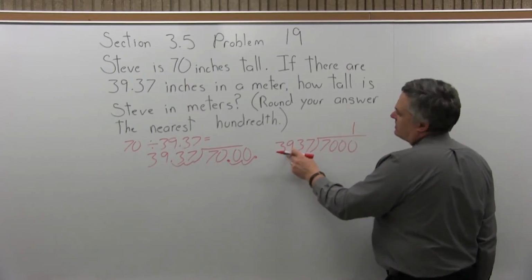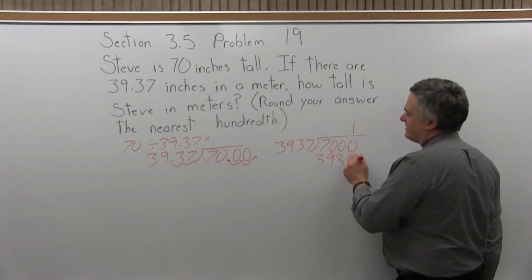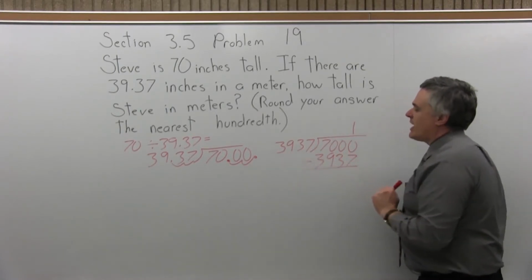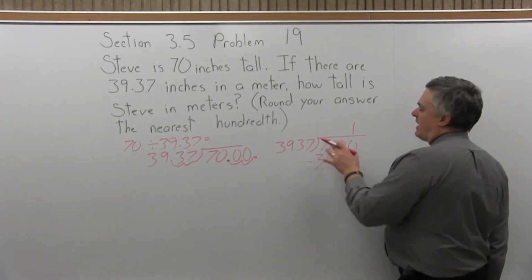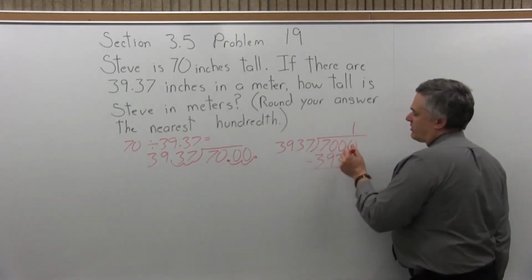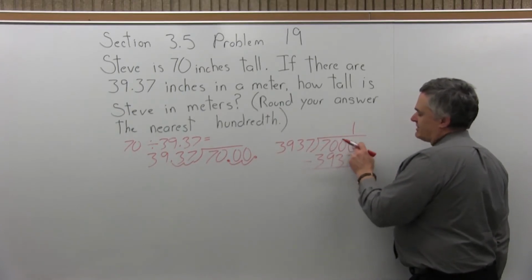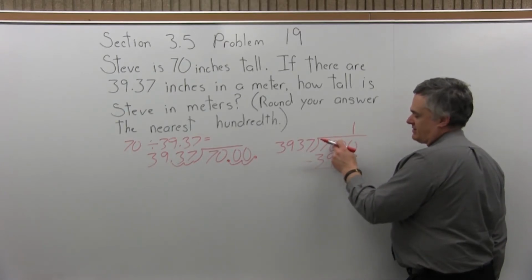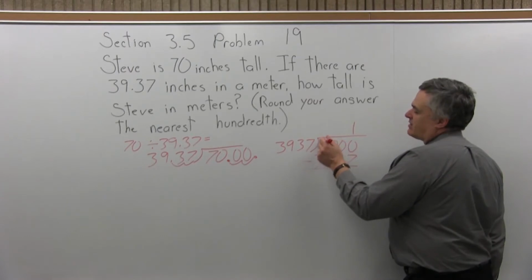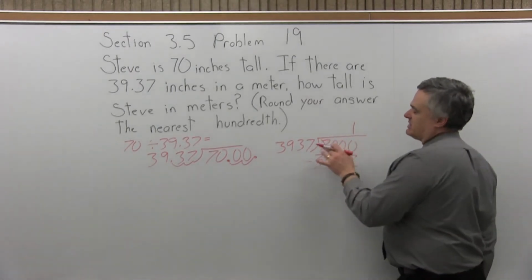So 1 times 3,937 is 3,937. And I have to subtract 7,000 minus 3,937. They're fairly big numbers. You're going to have to borrow for this unless you're really good at subtraction. So 0 minus 7, the 0 is not big enough. So move over 1 spot to the left, another 0 is still not big enough, another 0 to the left, still not big enough. To start the borrowing process, you have to go all the way over to the 7, all the way to the left because you have so many zeros.